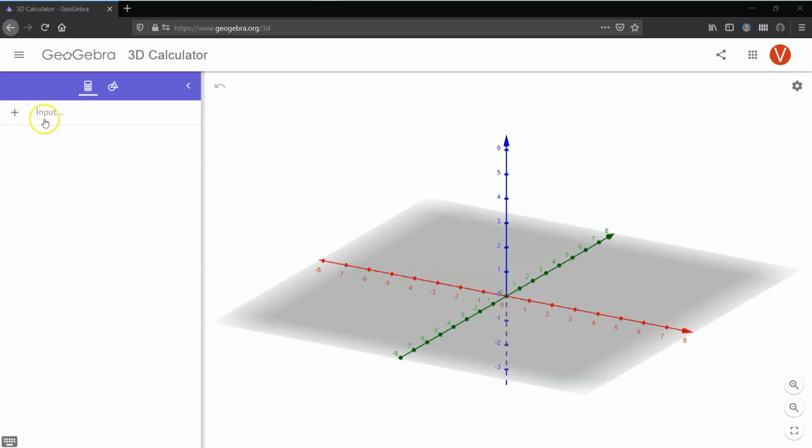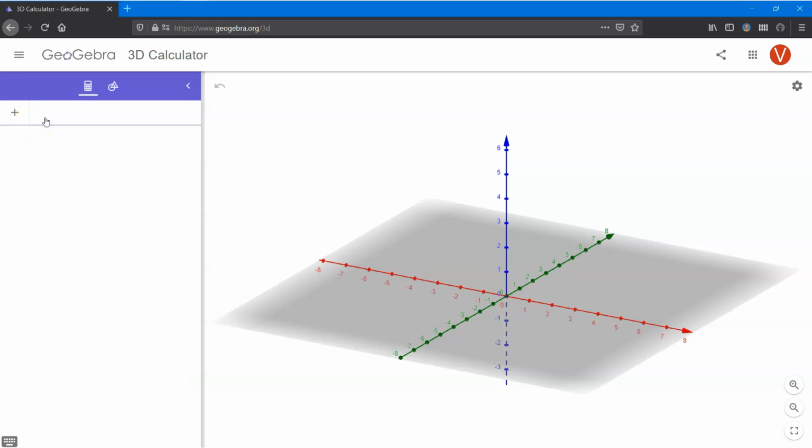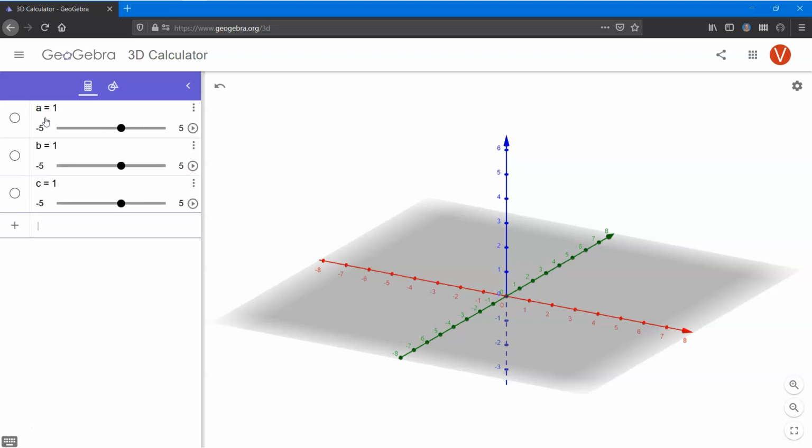Let's look at direction cosines. So let's define a vector from the origin, or in other words, a position vector. For that, we require three values. So let's say A, B, C.